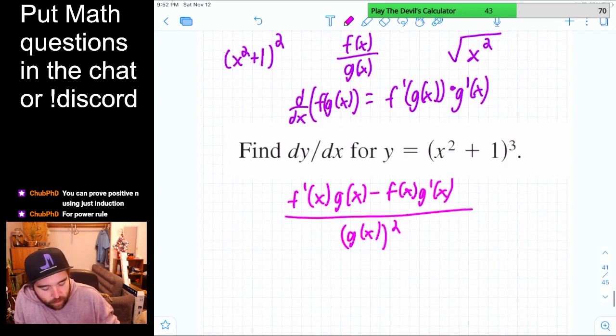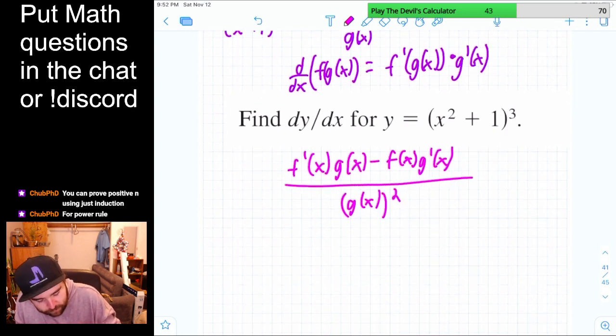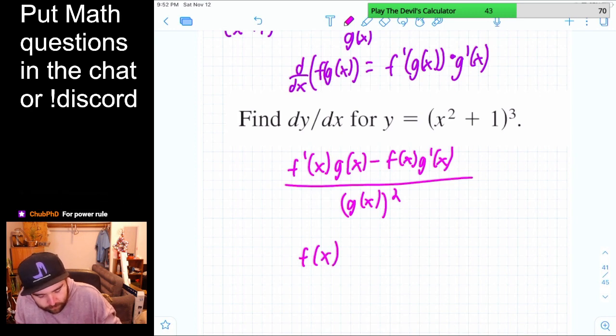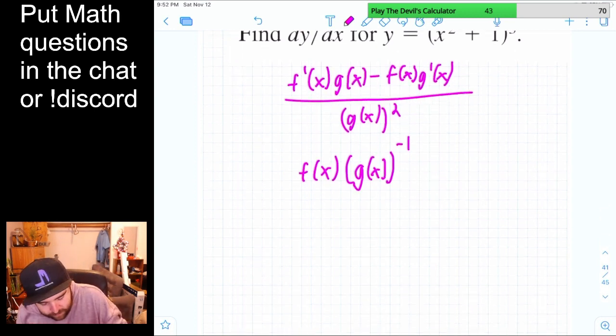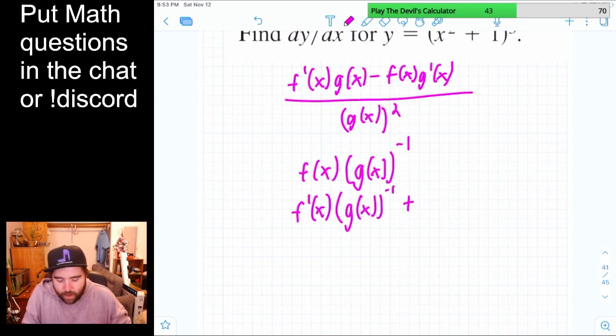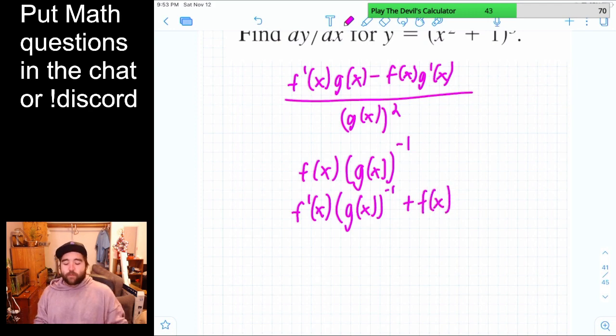But we could also use the product rule. If we rewrote this function, the original function, as f of x times g of x to the negative 1. Now we can use product rule and chain rule. So what is this going to be? Well, product rule tells us to take the derivative of the first one times just that normal function, and then add the first normal function times the derivative of the second function.